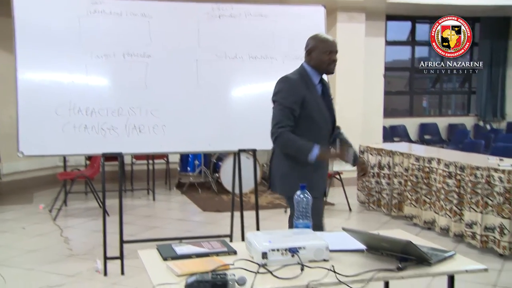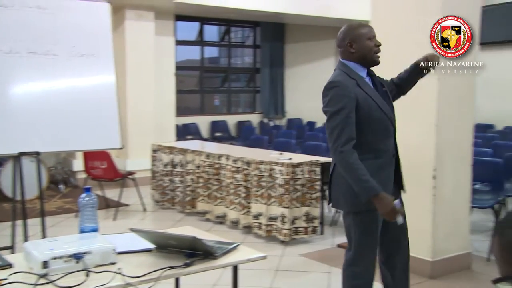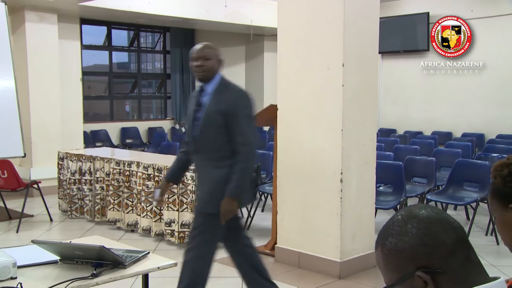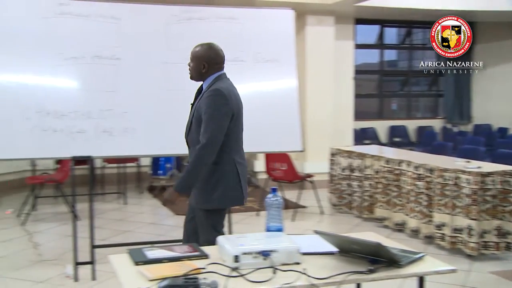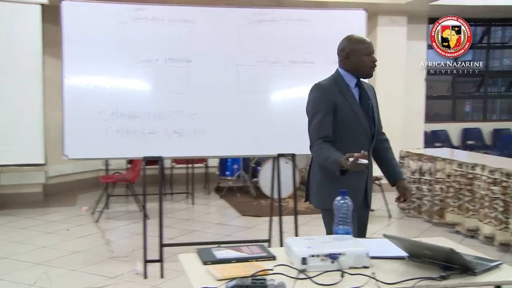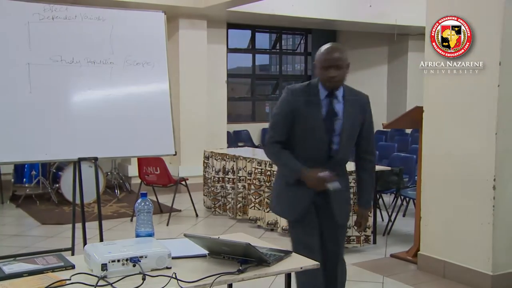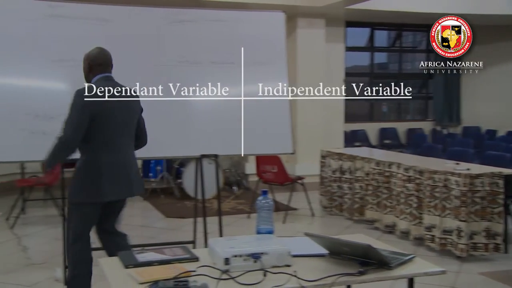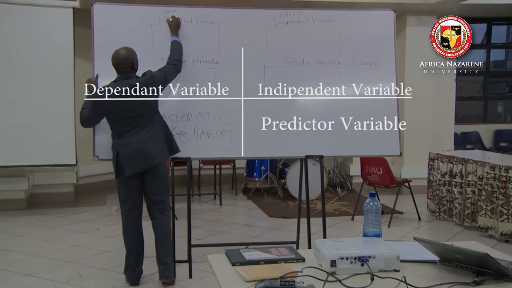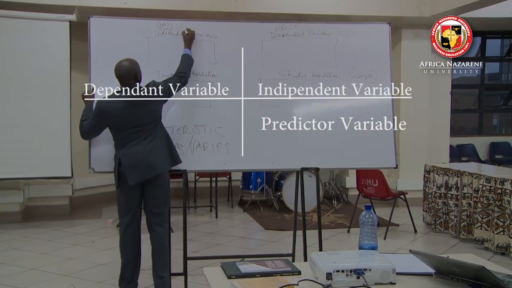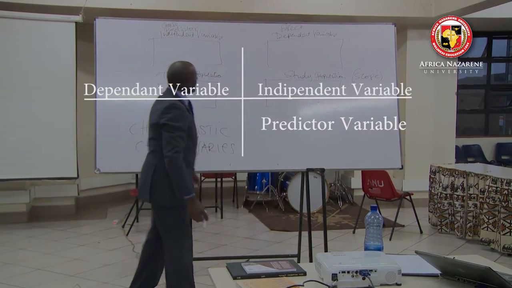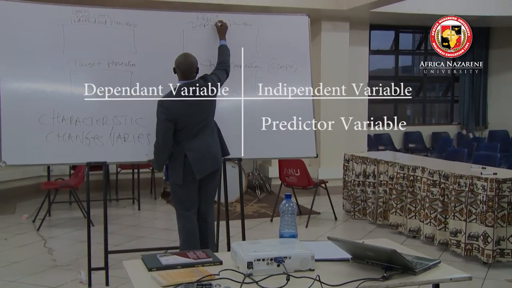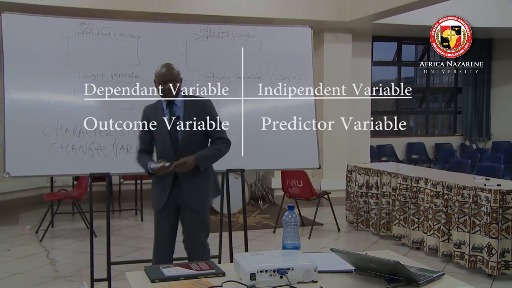Did you get that? When the independent variable is called cause, the dependent variable is called effect. There are other ways of referring to these two variables. The independent variable could be called a predictor variable. When this one is called predictor, this one is called outcome. Are we okay?